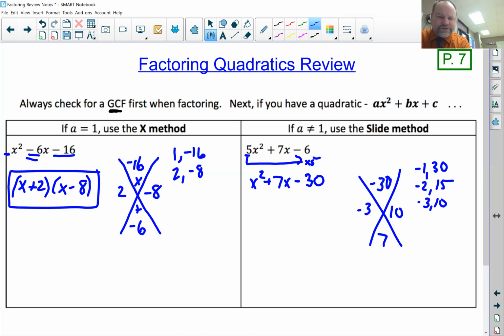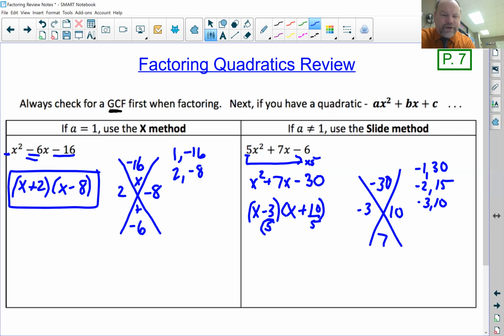So I have x minus 3 and x plus 10. However, to get that answer, I had to multiply by 5. So now to get my final answer, I divide both of these by 5. Does 5 divide evenly into 3? No, we don't get an integer value. Is there a number that divides evenly into both 3 and 5 other than 1? No, because actually they're both prime. So we reduce this fraction as much as we can.